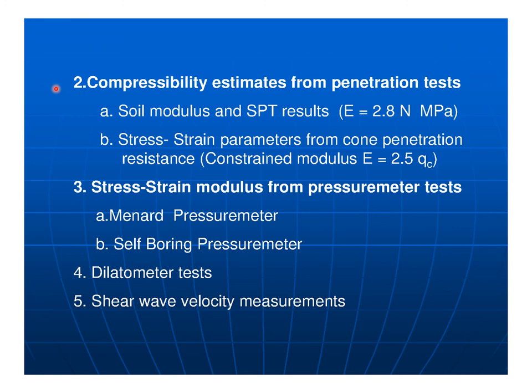Compressibility estimates from penetration test. So soil modulus and SPT results, for example, you can use this relationship. Stress strain parameters from cone penetration resistance: so constraint modulus E is equal to this, which is the cone penetration resistance.